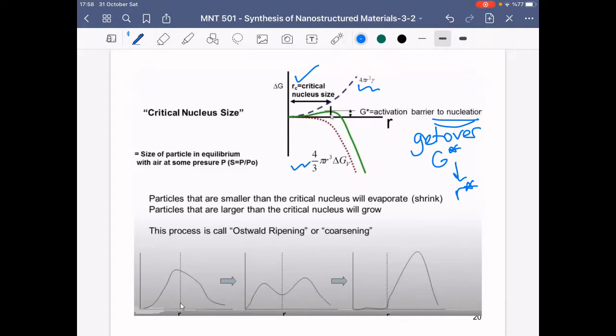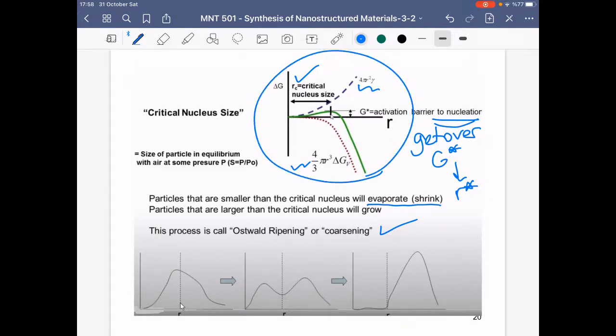Particles that are smaller than the critical nucleus will evaporate. We already talked about that. Particles that are larger than the critical nucleus will grow. And this process is called, for example, Ostwald ripening. This is very important. And this is how the particle size looks as time goes on in the system here.